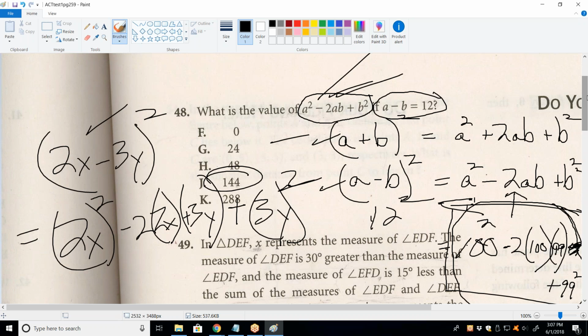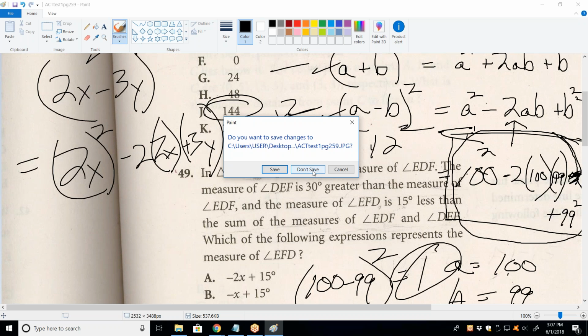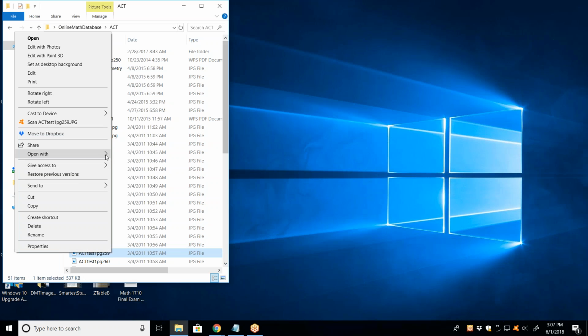And here, let me go back to this page so I can get rid of my scribbling.